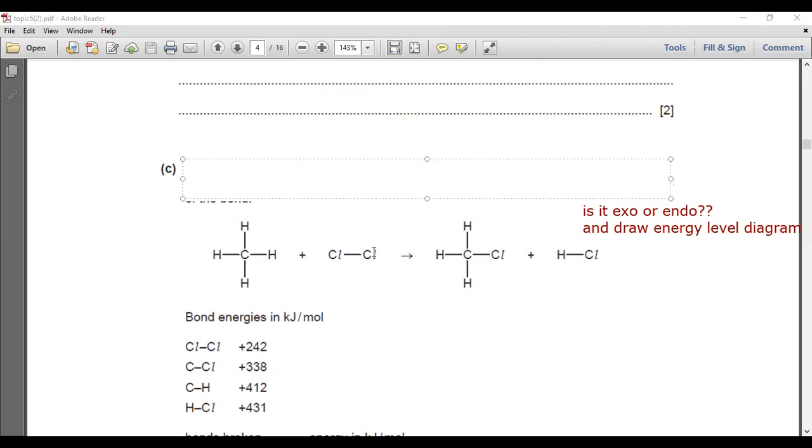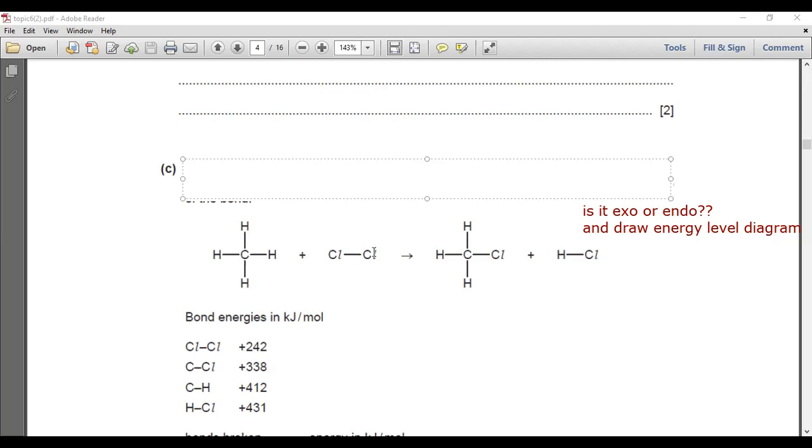4 multiply 412, this is okay, plus 242 multiply 1. Okay, energy in, this is okay. Energy out, Ahmed: 3 multiply 412, with 3 C-Cl bonds at 338. That's okay. Plus the H-Cl bond, you did 431. Bravo, Ahmed. Excellent. That's okay.